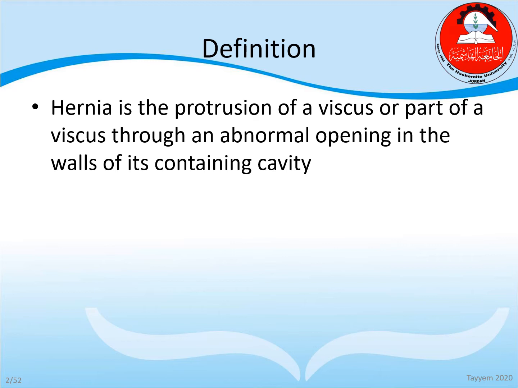Here, just a quick reminder of the definition. A hernia is a protrusion of a viscus or part of the viscus through an abnormal opening in the wall of its containing cavity.